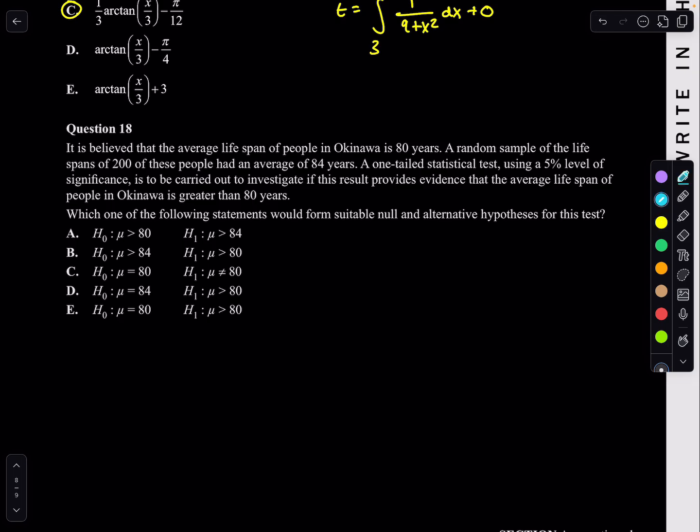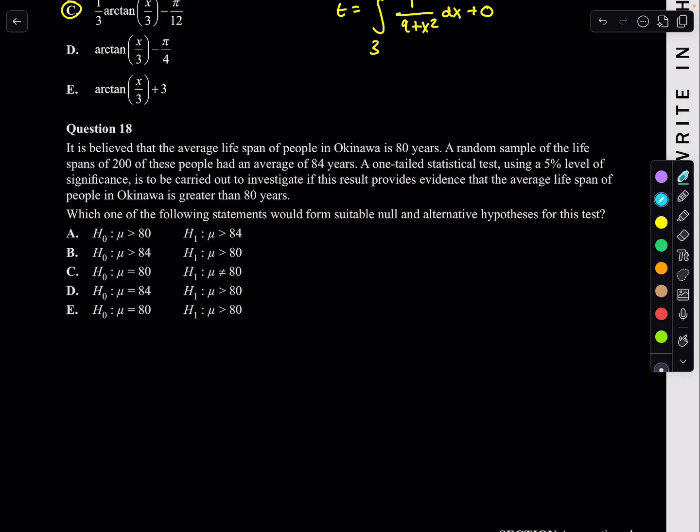Probability, let's do this. It says it is believed that the average lifespan of people in Okinawa is 80 years. A random sample of the lifespans of 200 of these people had an average of 84 years. A one-tailed statistical test using a 5% level of significance is to be carried out to investigate if this result provides evidence that the average lifespan of people in Okinawa is greater than 80 years. Which of the following statements would form a suitable null and alternative hypothesis for this test?